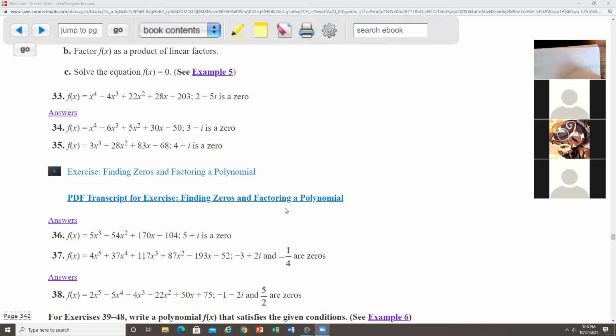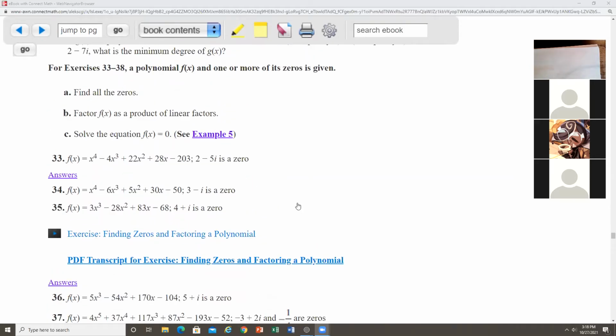What they want you to do with these problems is in the instructions up here. It says A, find all the zeros. B, factor f of x as a product of linear factors. C, solve the equation f of x equals 0. Ladies and gentlemen, if you solve that equation, you're going to get all your zeros, because all your zeros are solutions to that equation in part C. So by doing part A, we will also be answering part C, okay?